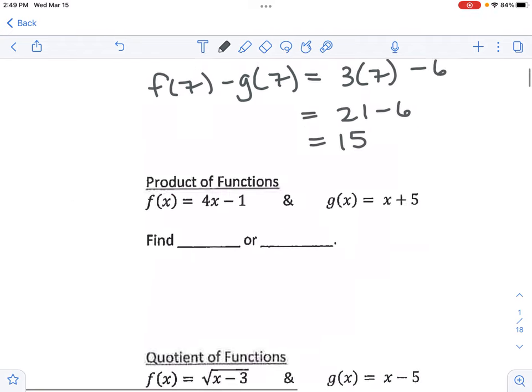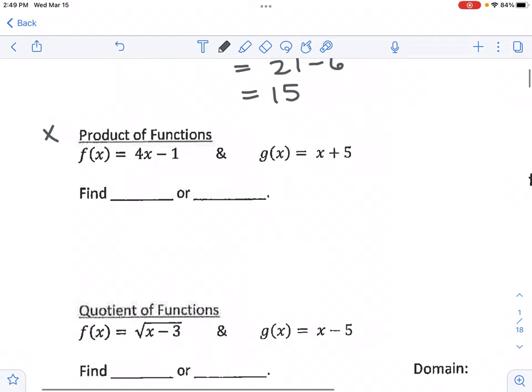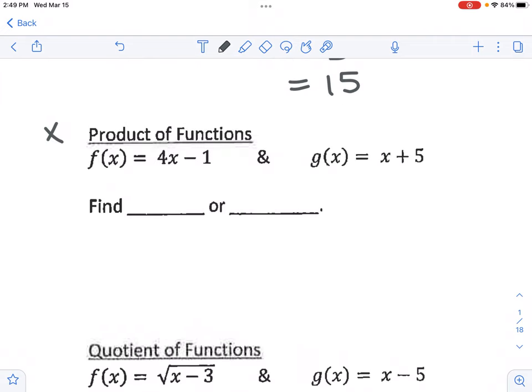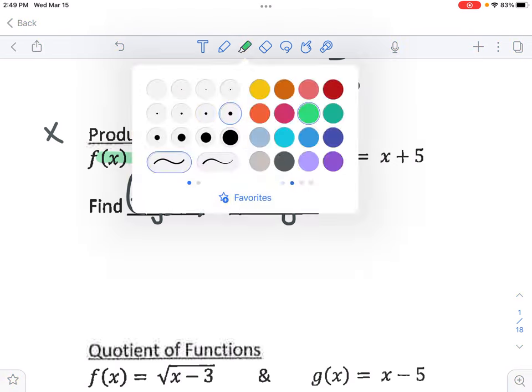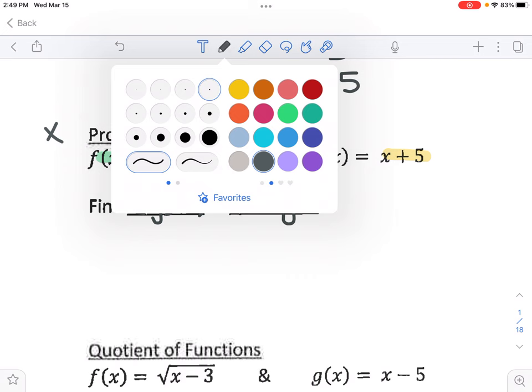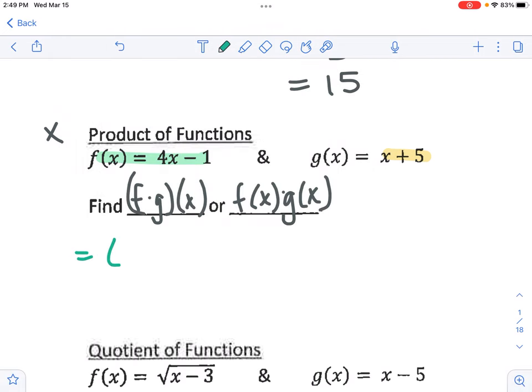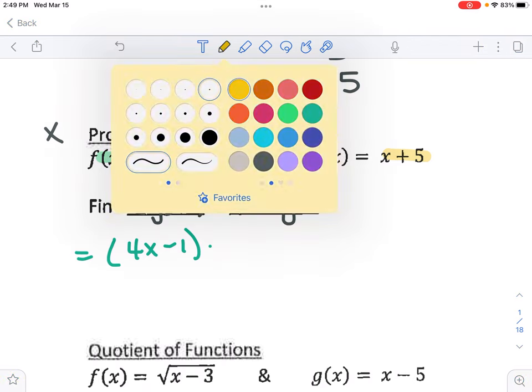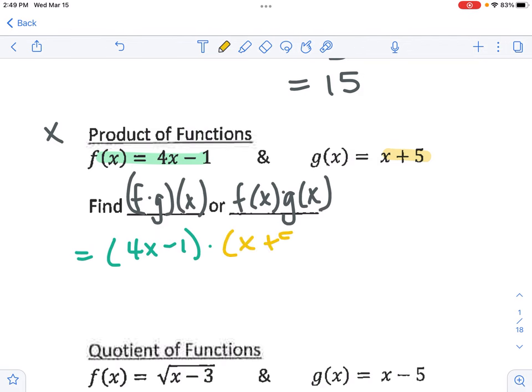We can keep going. Product of functions. Remember, product means multiplication. All right, we can write it f times g of x, or f of x times g of x. So if I'm going to multiply those together, I'm going to start with 4x minus 1 in one set of parentheses times x plus 5 in my second set of parentheses.